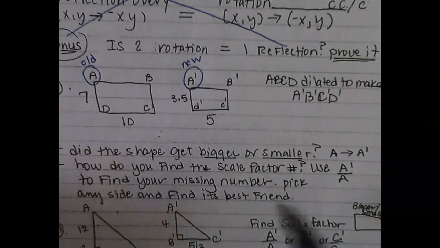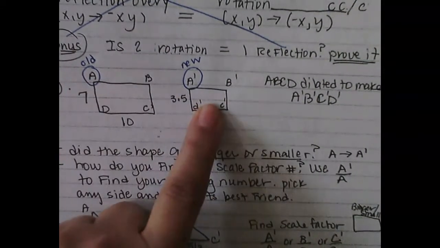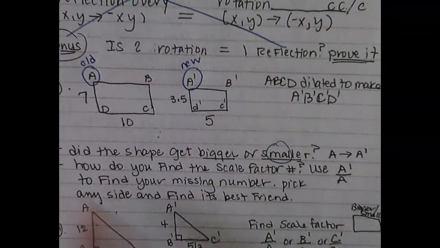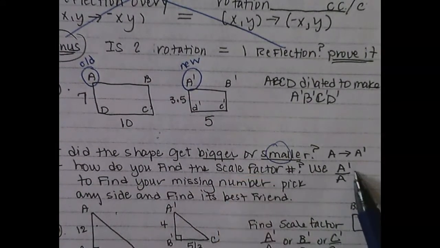So my question to you is this. Did it get bigger or smaller? So stand here, and then this shape happened. It got smaller. How did you find the scale factor? Now here's the formula, and I'm going to talk about that in just a second.